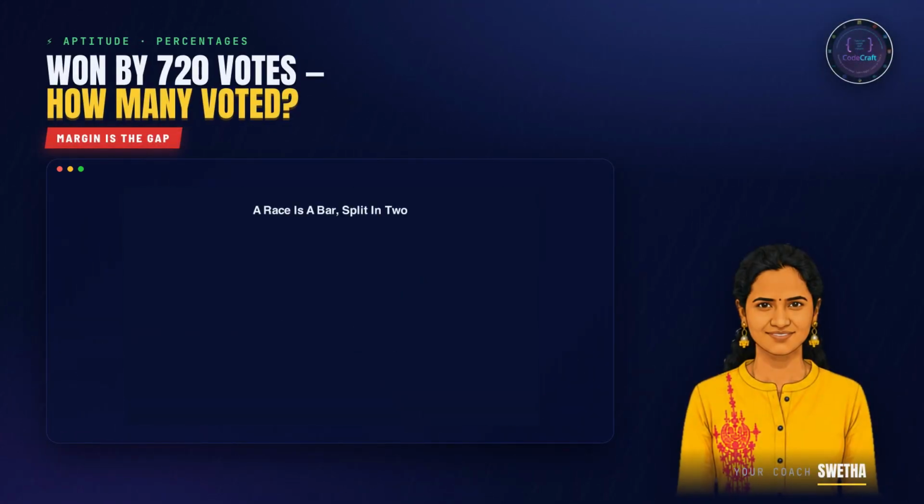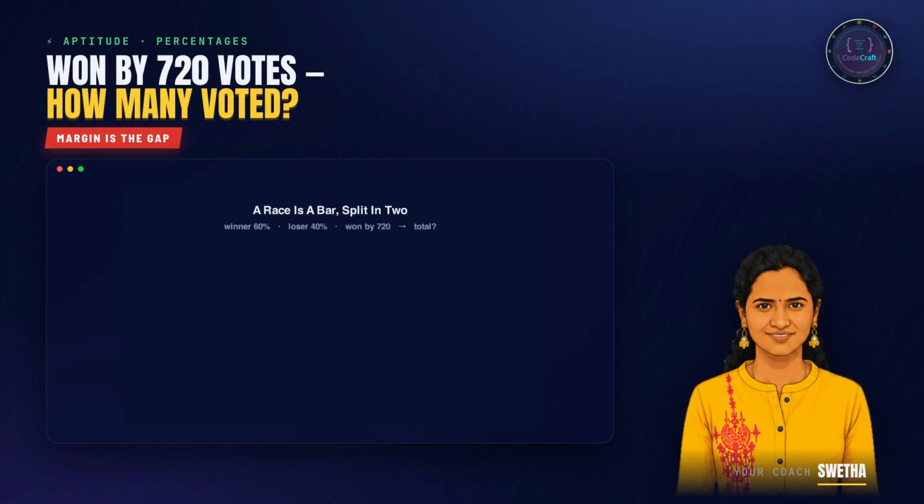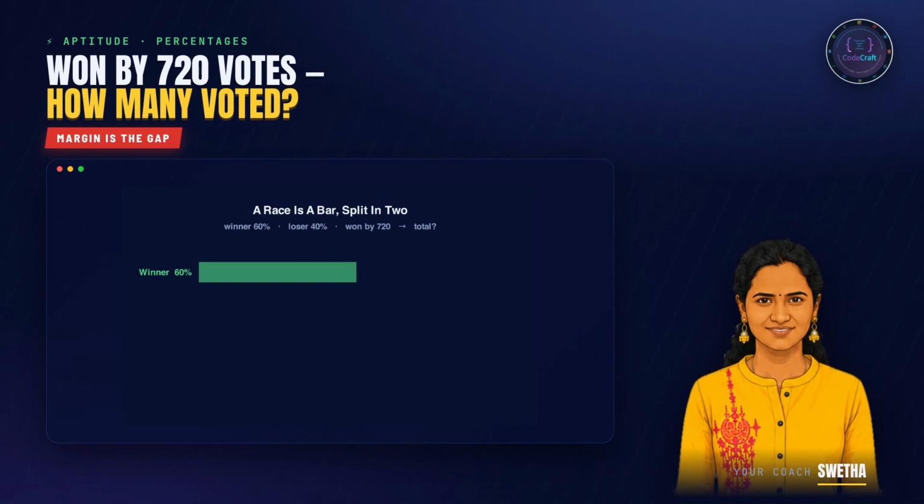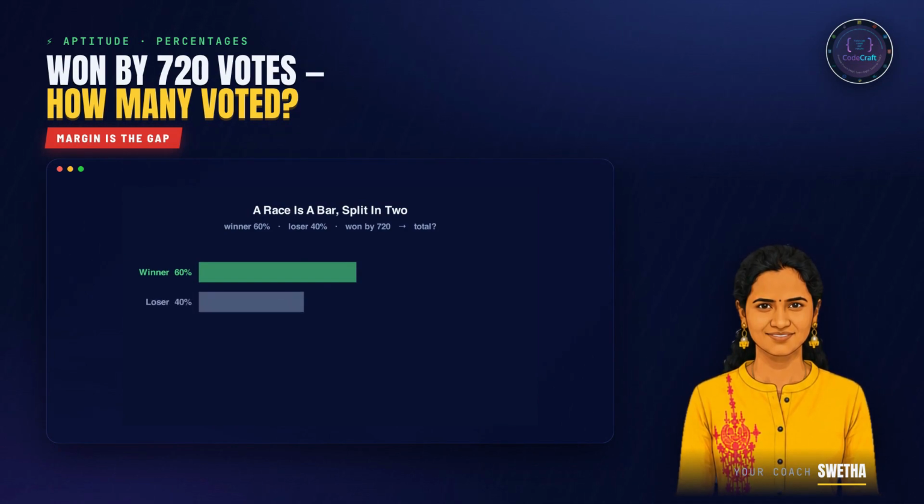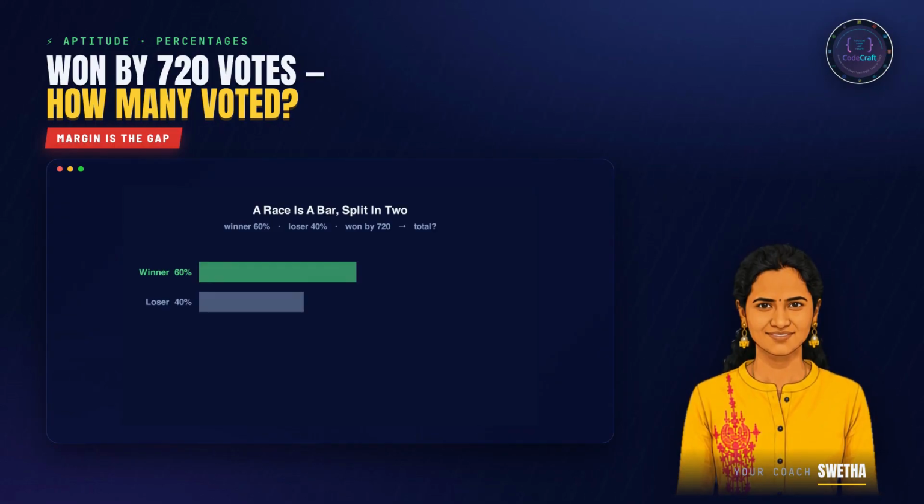Election problems look scary, but they are just a bar, split in two. Two candidates. The winner takes 60% of the votes, the loser 40, and the winner wins by 720 votes. How many people voted in total? Here is the whole idea.